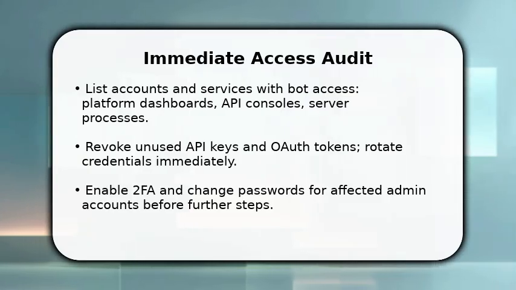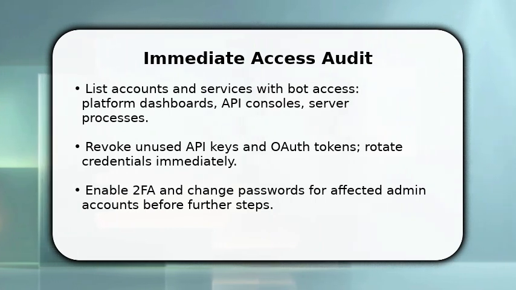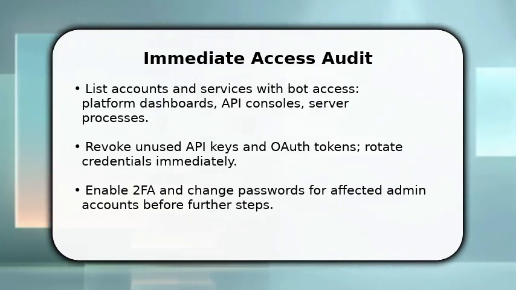You start by stopping active access so the bot can't keep watching. First, list every account, API, and server process where a bot might be registered. Once done, revoke any unused API keys and OAuth tokens and rotate credentials to invalidate the bot.